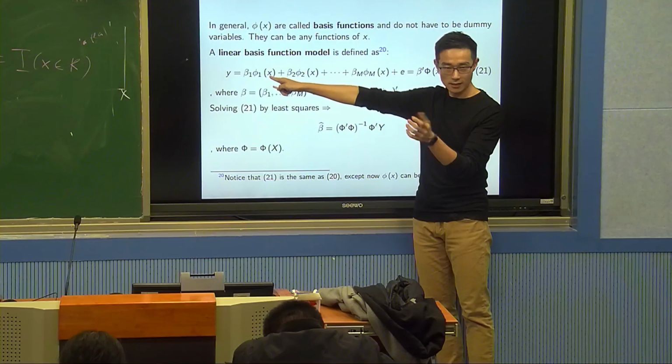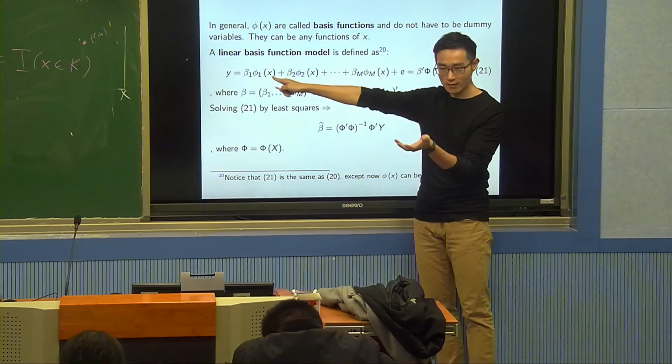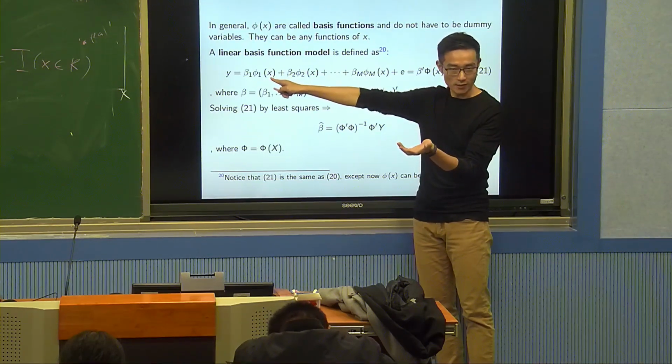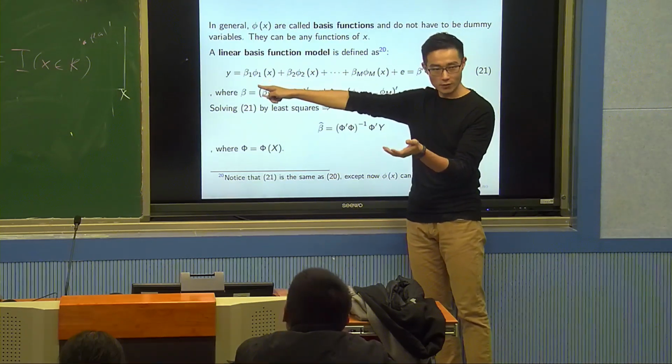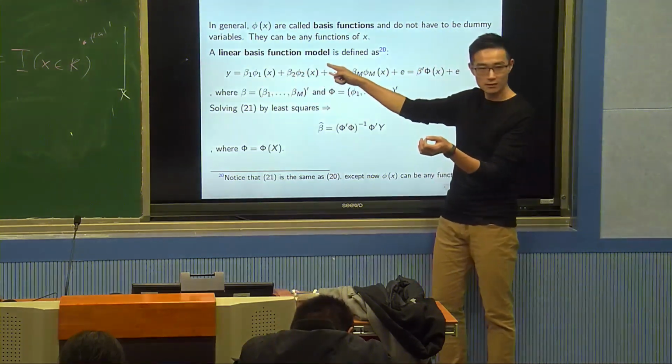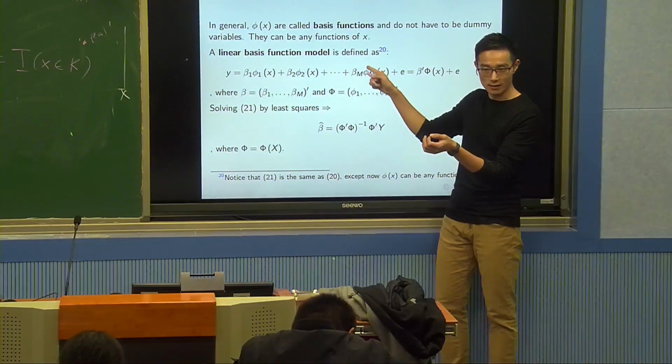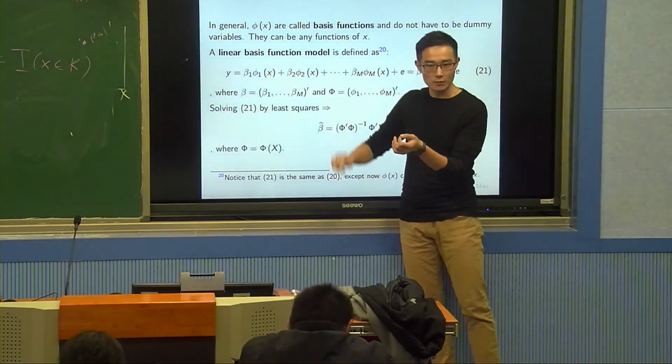Can I? Of course. A tree is a function of x. The tree itself is a function of x. So let this be a tree. And then what is random forest? Random forest is combining these trees together, right? So what is the beta in random forest?